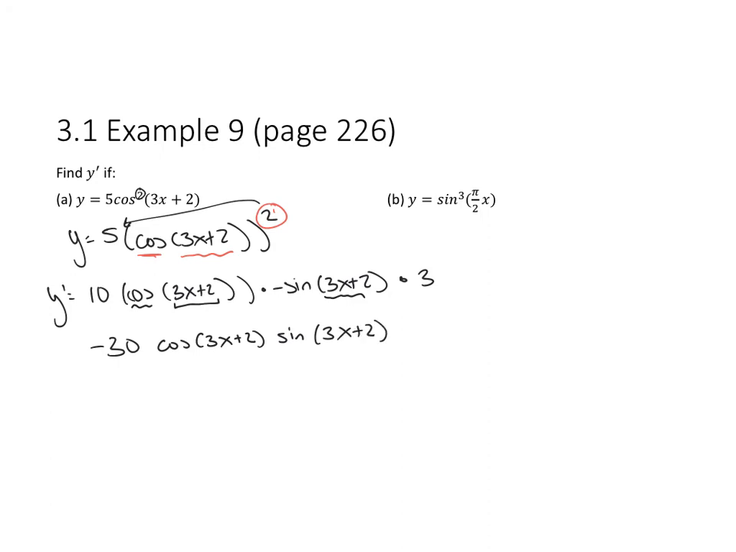I encourage you to try that one again on your own and see if you can get the correct answer. It's a pretty complicated double chain, but if you take it step by step, hopefully it will make sense. Again, for part B, the very first thing I do is I move the cubed to the outside.